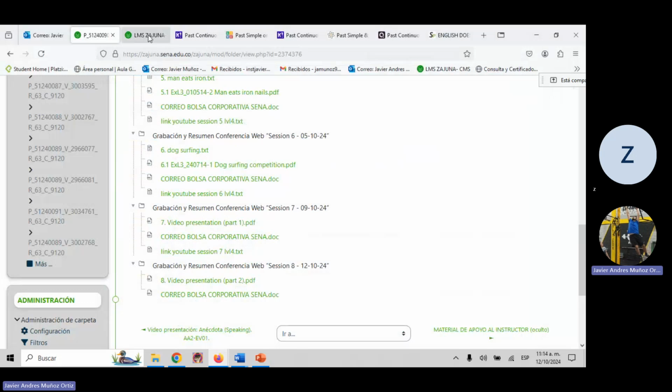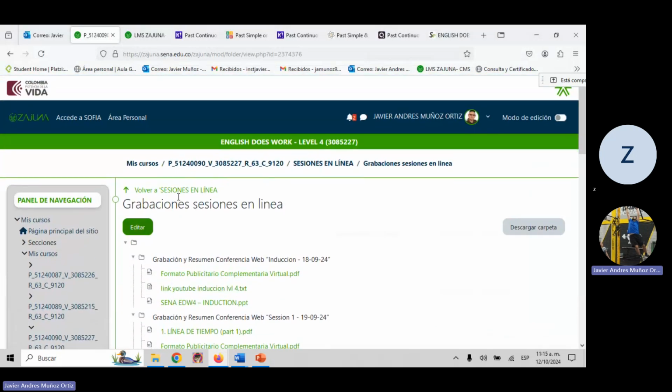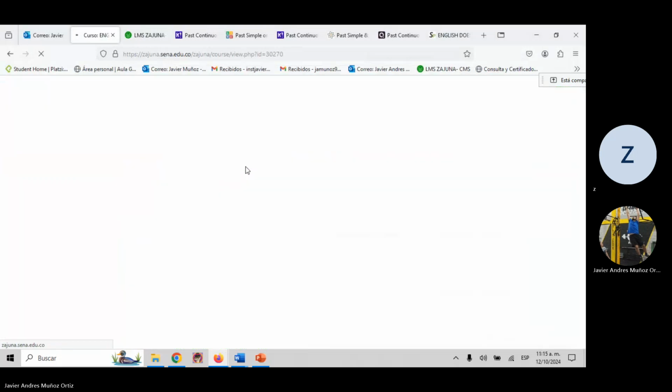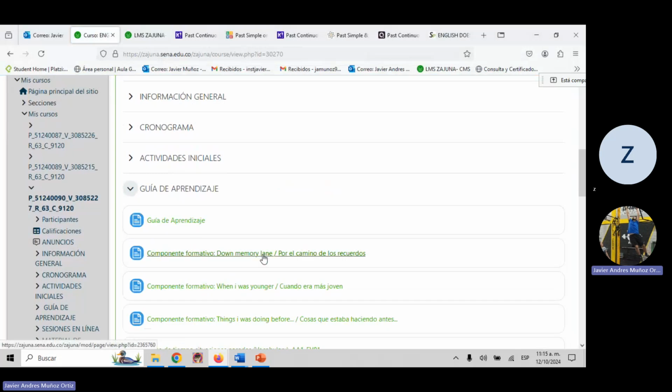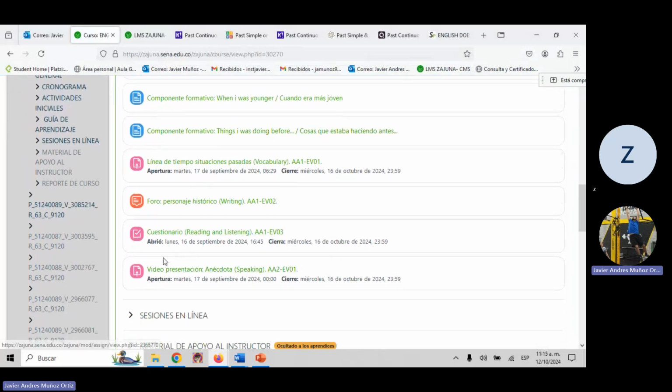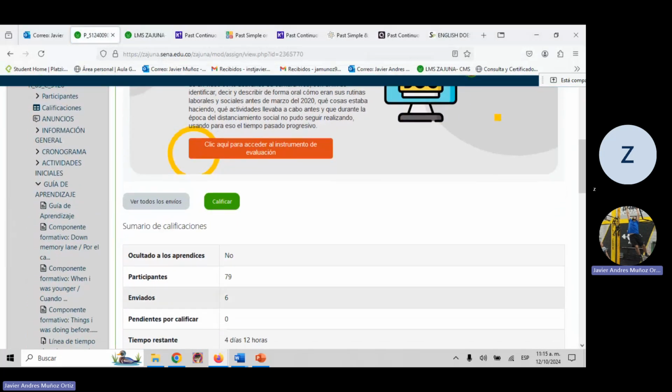Well, we also mentioned that once we are in Zayuna, we can go to Guía de Aprendizaje. And in Guía de Aprendizaje, we can check the componente formativo, things I was doing before, to complete this last activity. And finally, to present this activity, you can do it in the link video presentation anecdote speaking, by uploading a video, right, in MP4 extension, or maybe with the link in Canva, or maybe the link in YouTube. So it depends on you.